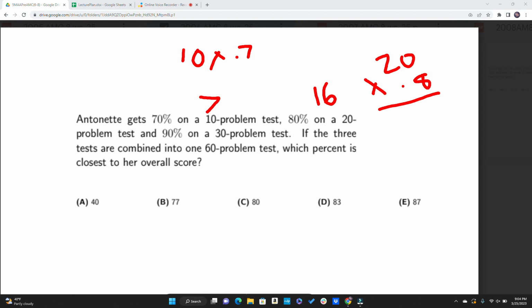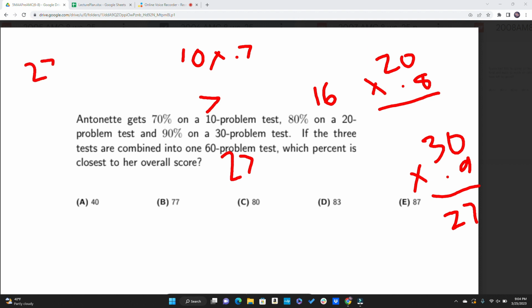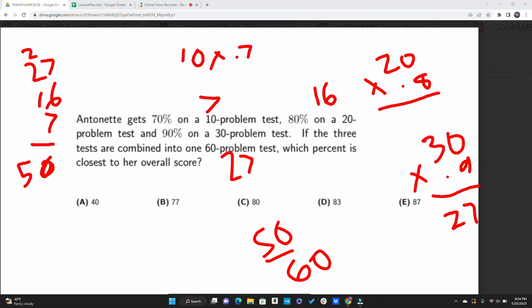Lastly, she got 90% on a 30 problem test. So yet again, we got 30, and we can multiply that by 0.9. 90% is the same as 0.9. 30 times 0.9, that's 27. So she got 27 problems right on this 30 problem test. Okay, combining that, so for her 60 problem test, she'd get the 27 plus the 16 plus the 7 right. That adds up to 50. So she'd get 50 over 60. Okay, we can simplify that to 5 over 6.